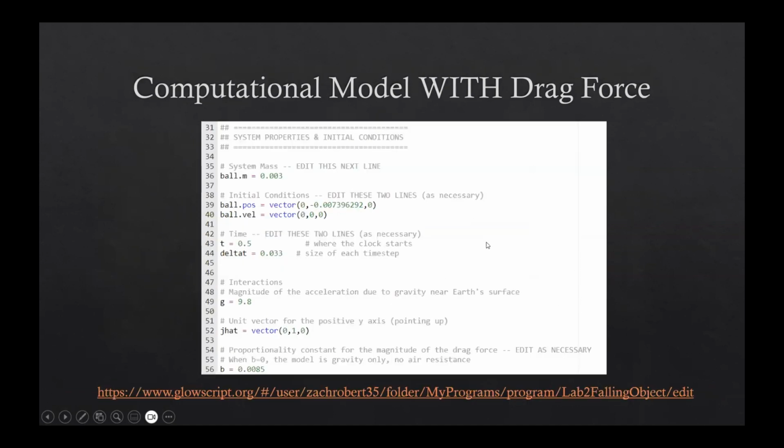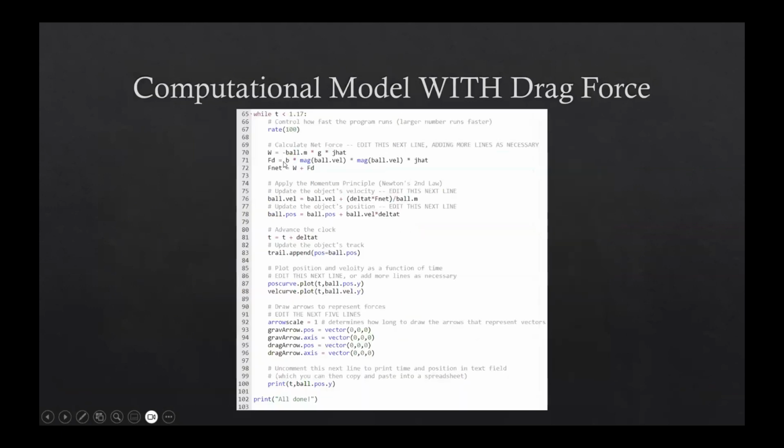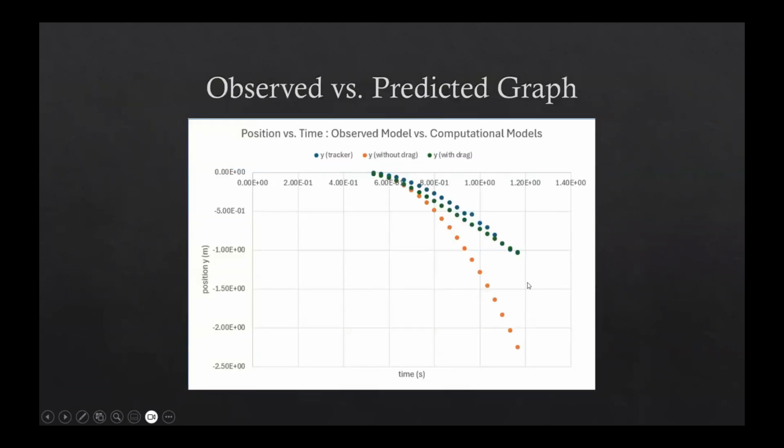Then the model with the drag force, all of the code is the same, except for the fact that the force of drag is included in the net force, which is equivalent to b times the magnitude of the ball's velocity squared in the positive j hat direction. So these forces are both accounted for. The models are shown here.